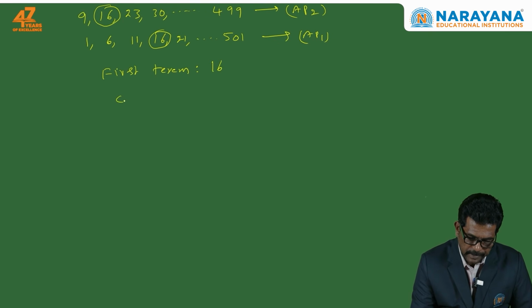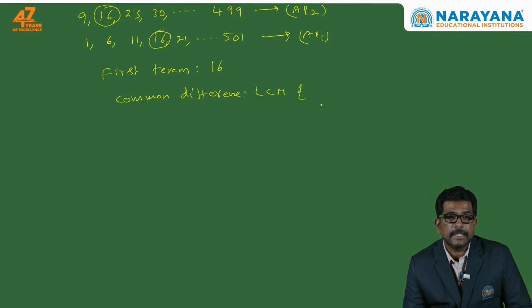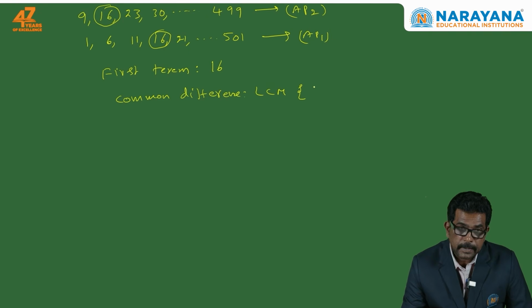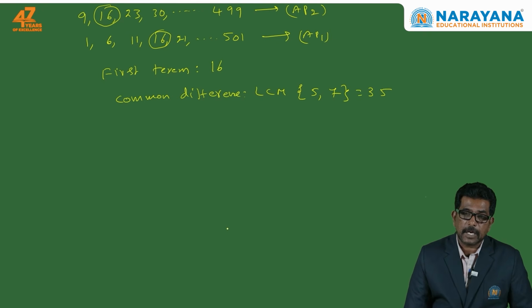Now, for the common difference, we consider the LCM. The common difference of the first sequence is 5, and of the second sequence is 7. The LCM is 35, so 35 is the common difference.